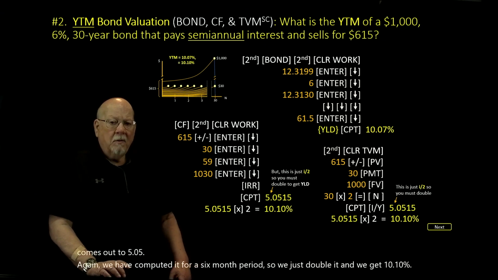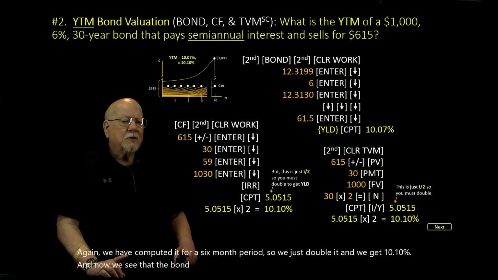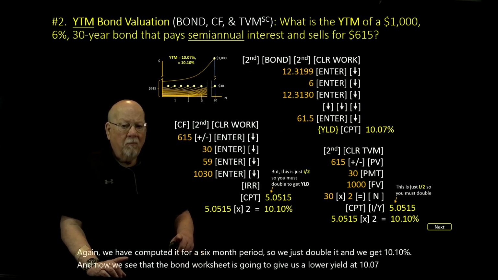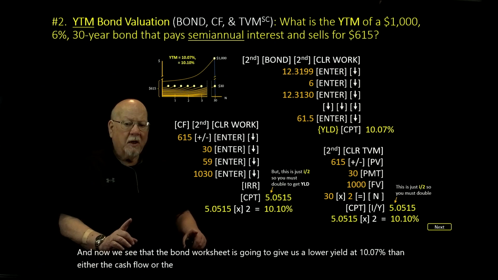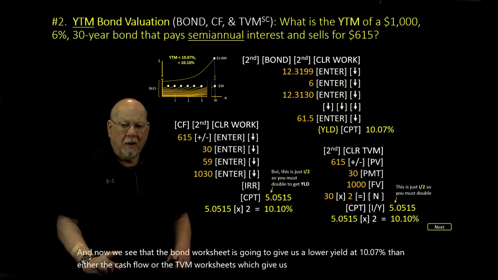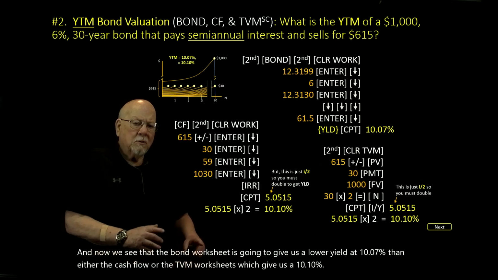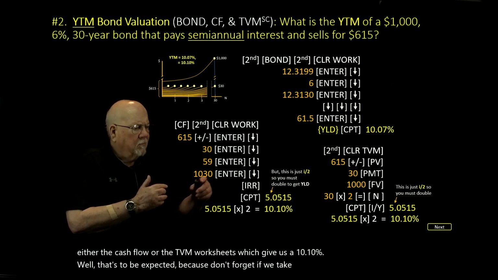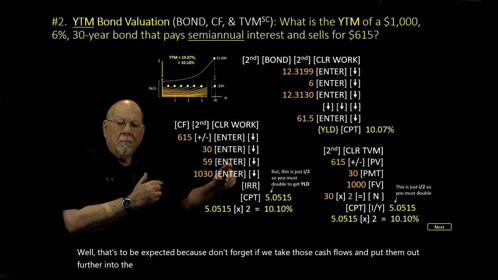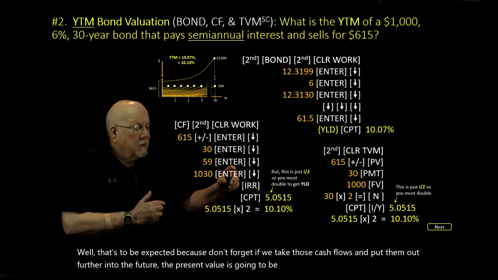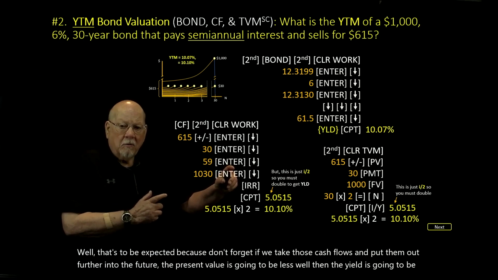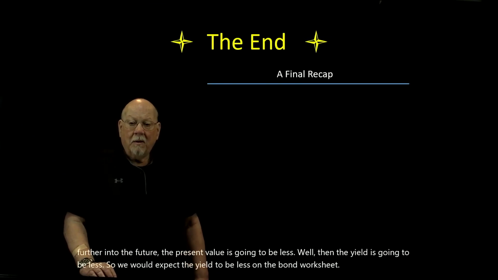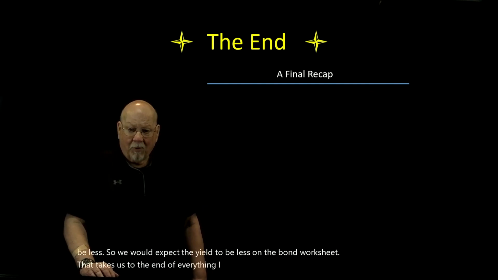And now we see that the bond worksheet is going to give us a lower yield at 10.07% than either the cash flow or the TVM worksheets, which give us 10.10%. Well, that's to be expected, because don't forget, if we take those cash flows and put them out further into the future, the present value is going to be less, well, then the yield is going to be less. So we would expect the yield to be less on the bond worksheet. That takes us to the end of everything I can say about the bond problem.